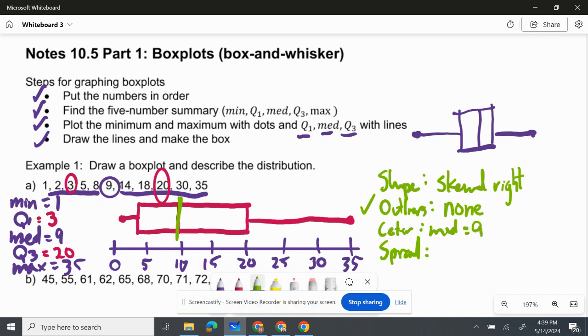And then for our spread, what we're going to do is we're going to use the IQR. The IQR is Q3 minus Q1. Why we're getting in the habit of this is because that's going to help us find outliers in the next lesson. So that right there is 20 minus 3, which of course is 17.